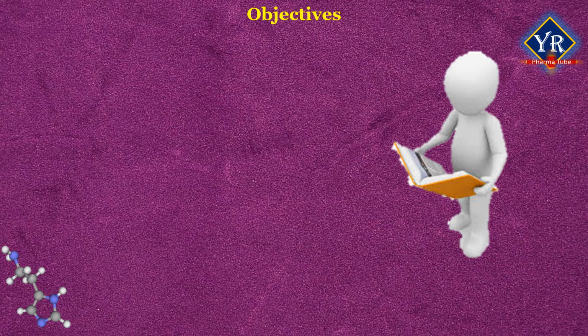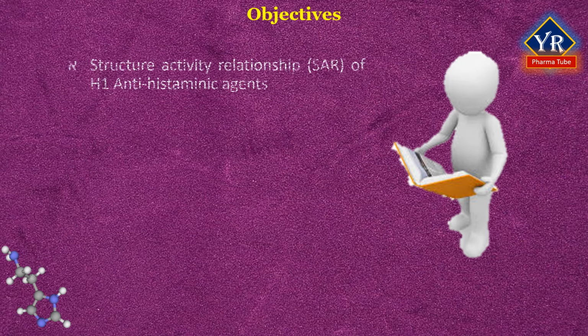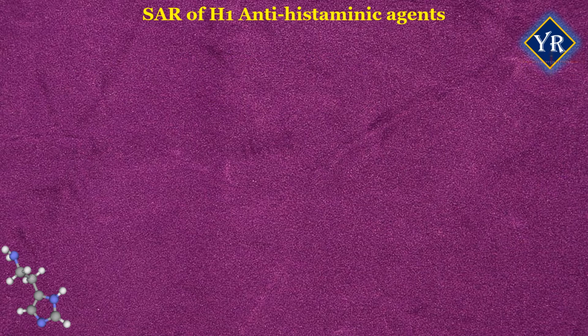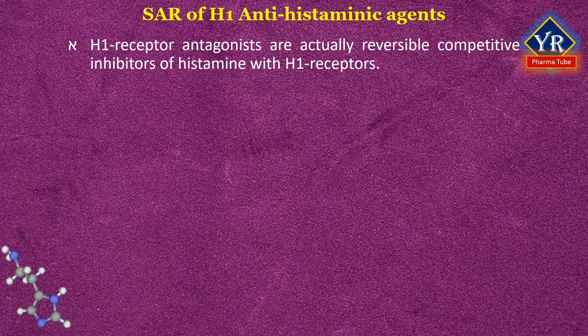Watch them. Learning objectives of this lesson include the structure-activity relationship of H1 antihistaminic agents and the mechanism of action of antihistamines. Coming to the SAR of H1 antihistaminic agents. All the available H1 receptor antagonists are actually reversible competitive inhibitors of the interaction of histamine with H1 receptors. In other words, they are inverse agonists that reduce activity of the receptor and compete with histamine.